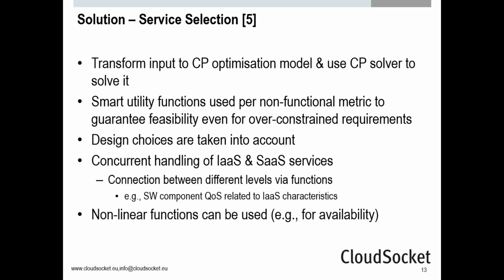By using constraint programming techniques, we are not restricted only to the use of linear functions, but can also use non-linear functions. These functions can be used not only to connect the different levels together, but also to support the composition patterns that are required in this kind of selection approach. These composition patterns are required in order to map the individual QoS of a particular service selected at the SaaS level to the respective QoS of the overall service composition.